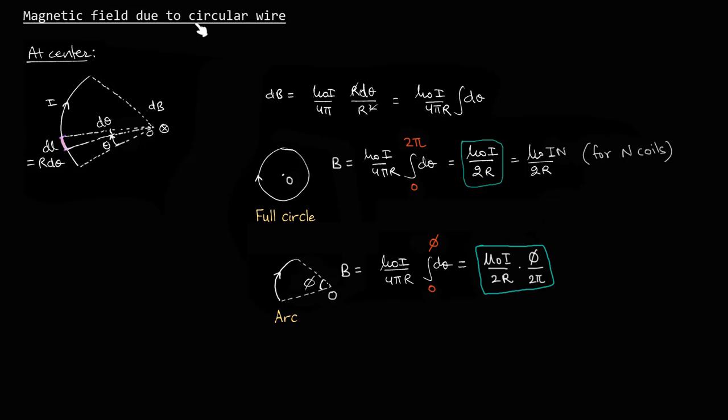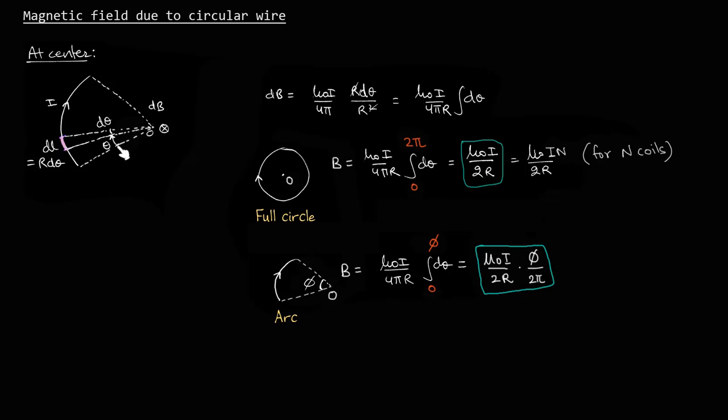Magnetic field due to a circular wire. So we'll take a general case when an arc is given, and it's a circular arc. We are going to find the field at the center of this arc.